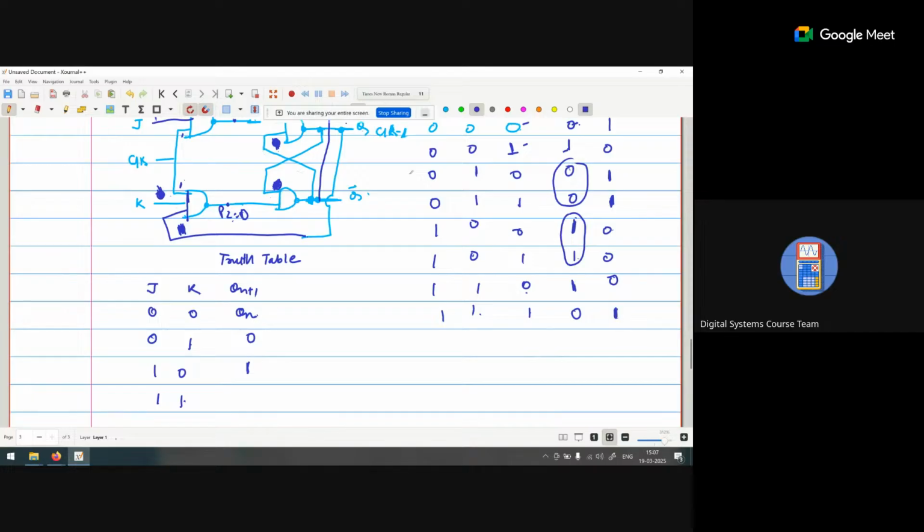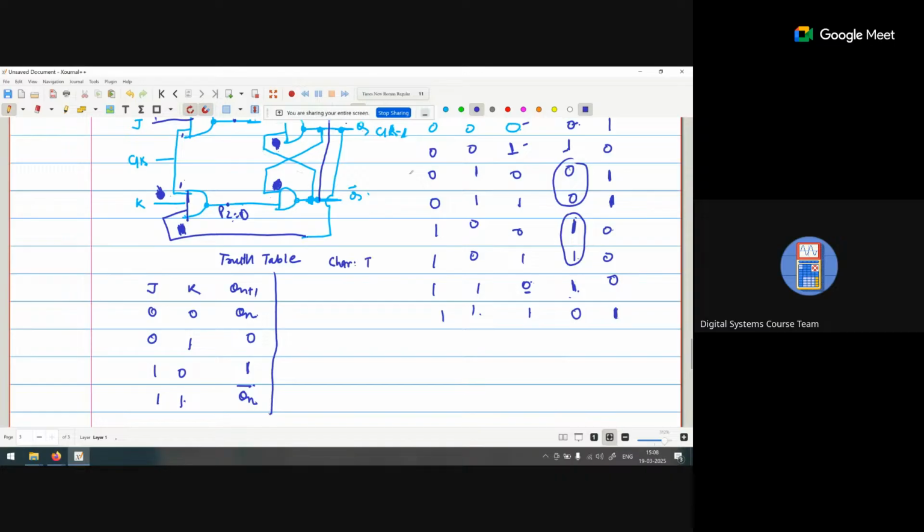And when both are 1 1, we see that when Qn is 0, Qn plus 1 is 1. So we can say that it is toggle mode. The previous output always toggles: the next output will be the opposite or inverse of the previous one when J and K both are 1. Okay. Now with the help of this, we can create a characteristics table also.